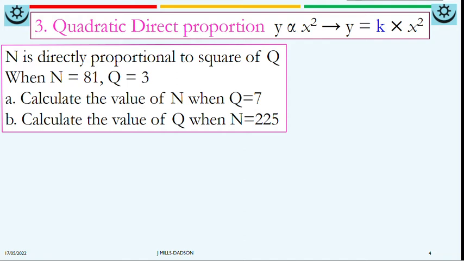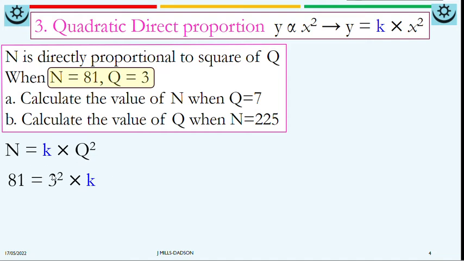Here we've not been asked to do the formula, but it's really important that we get the formula to help us structure our working out. So we state the proportionality formula. Remember, this time it's quadratic, so it has to be x squared. Sorry, it's q squared, because n is directly proportional to the square of q. So that's q squared. We place 81 and 3 into this equation to find k.